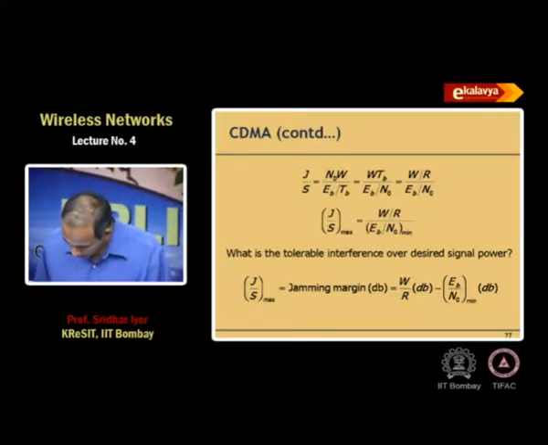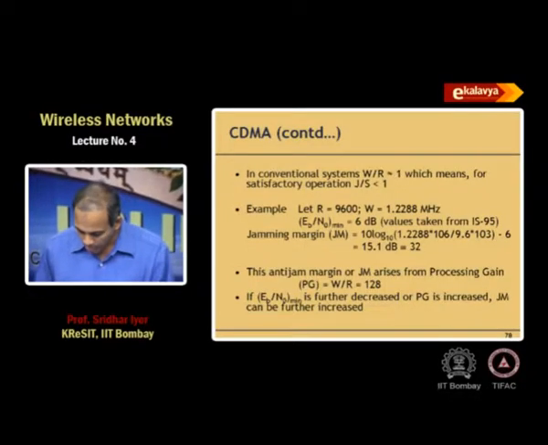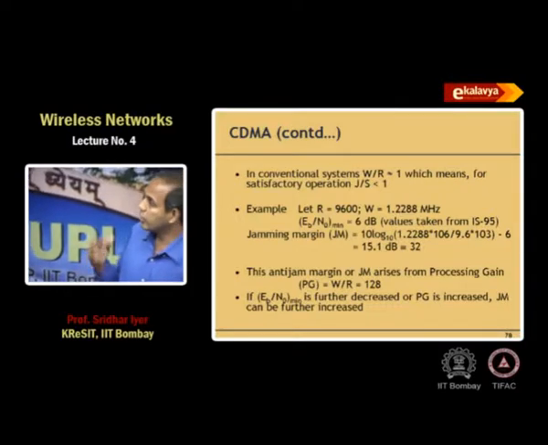We can see in this example. Here is an important point. In conventional systems like GSM, W by R is approximately equal to 1. What is the data rate and what is the available bandwidth? They are more or less the same, right? It's approximately equal to 1. So when W by R is approximately equal to 1, this is a non-zero quantity, and you find that your J by S becomes less than 1 in order for your system to operate satisfactorily.